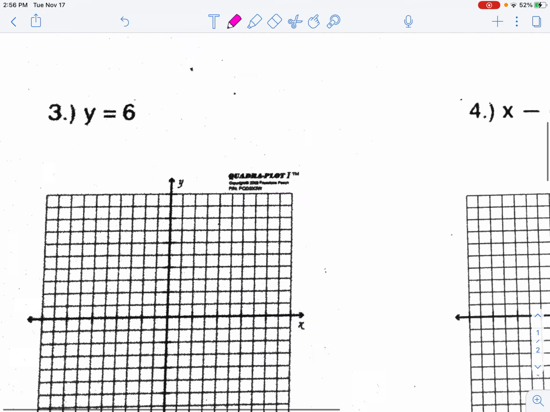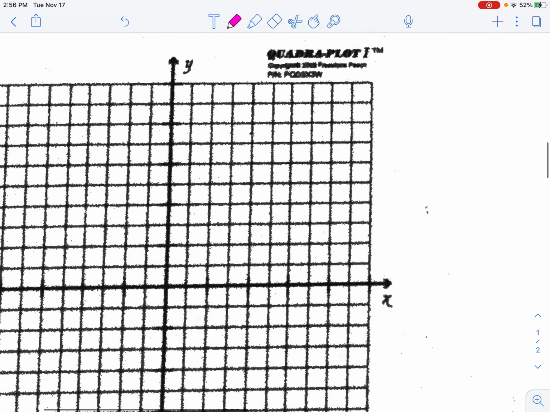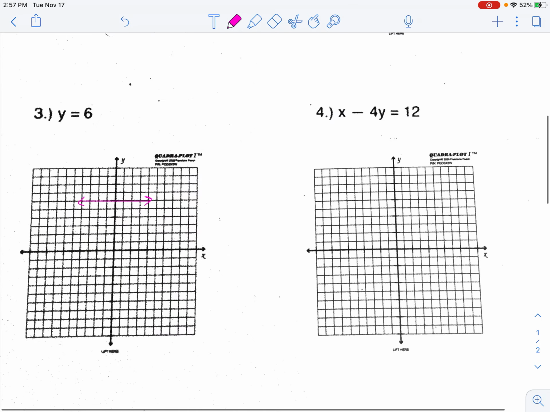And then look at this one here. Again, this is going to be a horizontal line at 6. So 1, 2, 3, 4, 5, 6 right there. So it's just going to look like that. Doesn't have to be perfect. But those don't really fit into this whole change and graph thing.